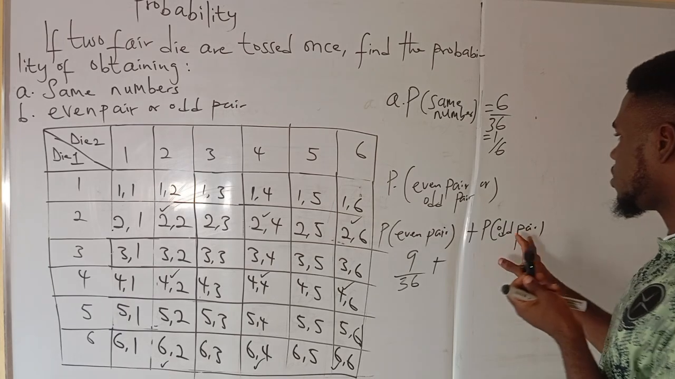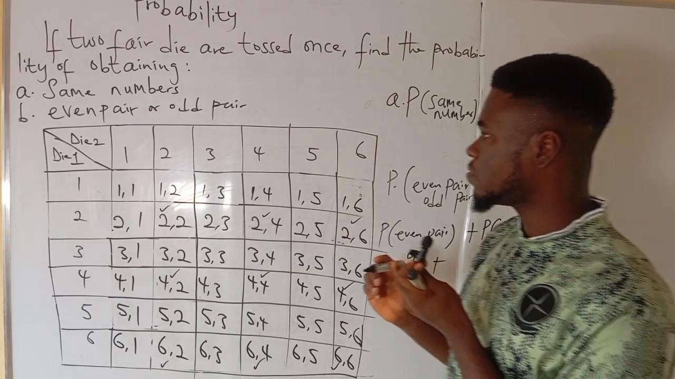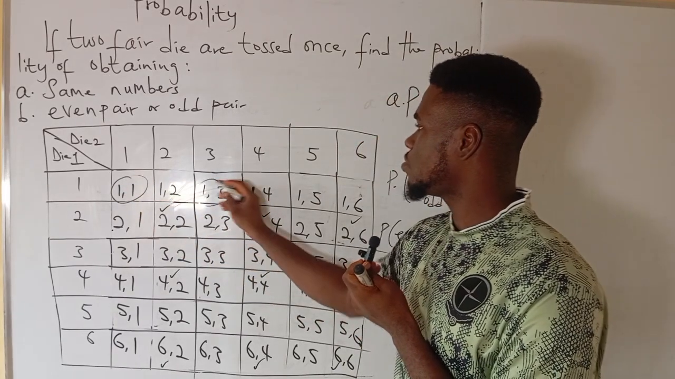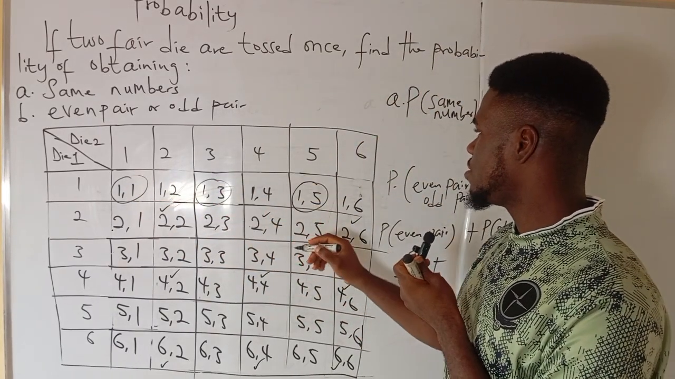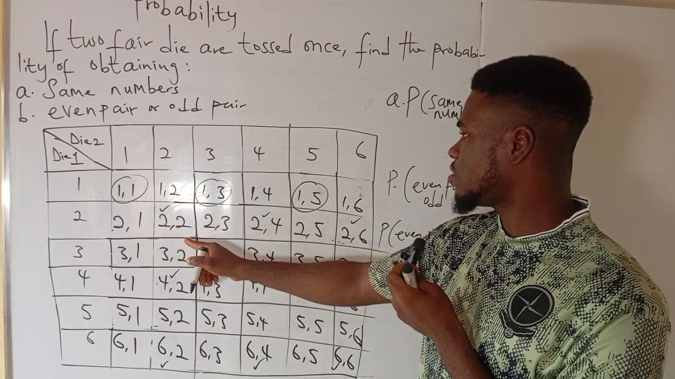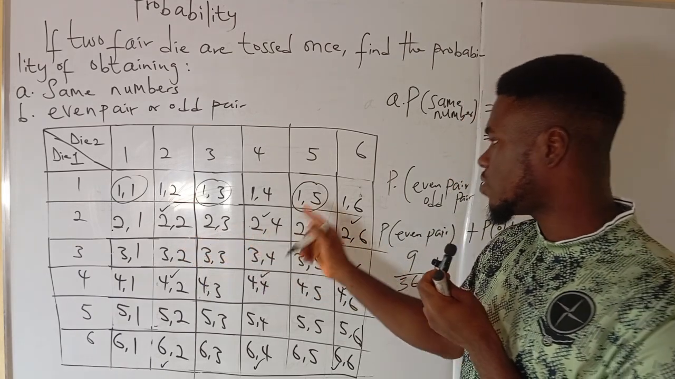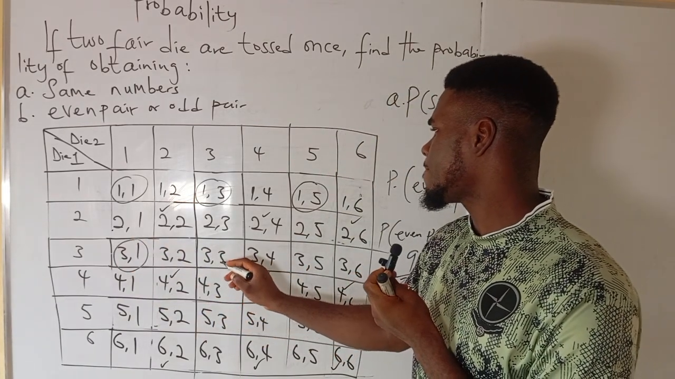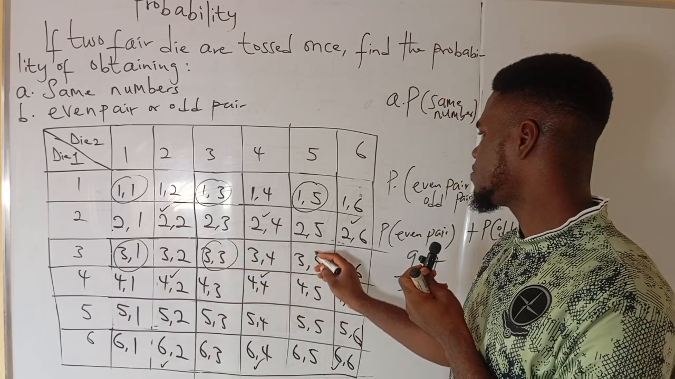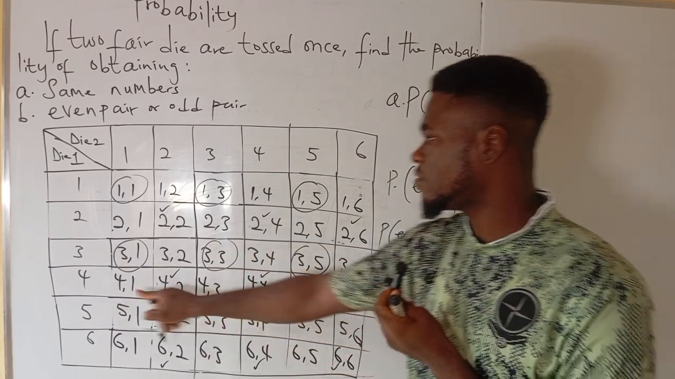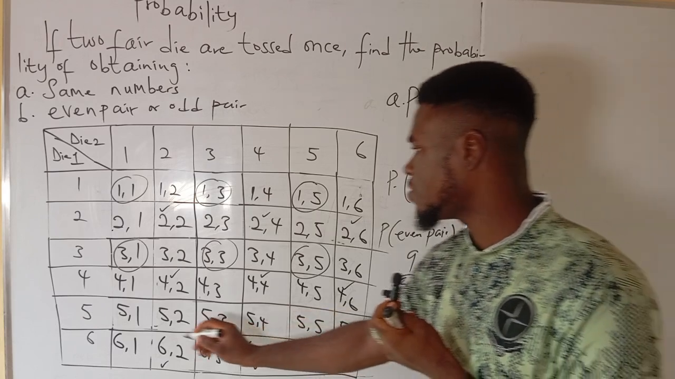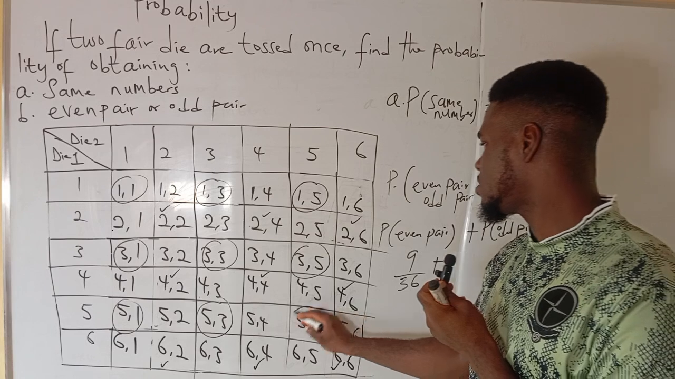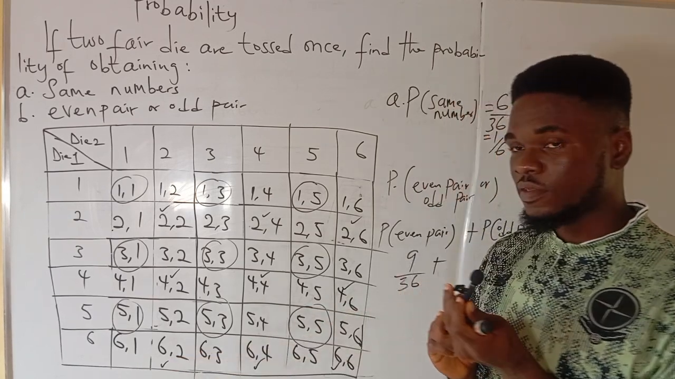Plus, now let's count the odd pairs, the ones that are odd numbers. Let me be circling it: 1, 2, 3 here. Since there's an even number here, we're going to leave it because the even number is not going to form an odd pair. So 4, 5, 6. 4 is an even number, so we're going to leave that, come here. 7, 8, 9. 6 is also an even number, you leave it as well.